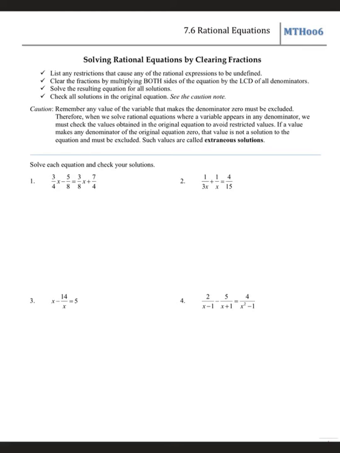The first thing, and we're going to look at the steps up top. The first step, list any restrictions that cause the rational expression to be undefined. Well, these denominators, nothing has a variable, so there isn't anything that would cause this to be undefined. So we're not going to worry about that step.